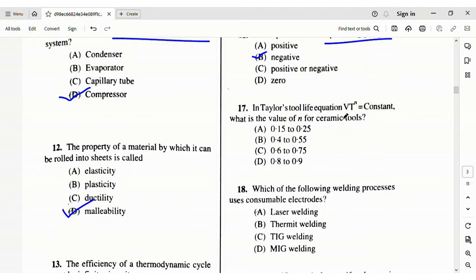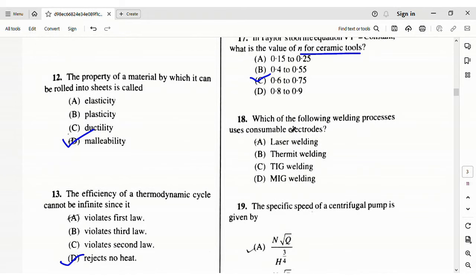Taylor's tool life equation, V T^n = constant. So here n for ceramic tools will be 0.6 to 0.75. Which of the following welding processes uses consumable electrodes? Metal inert gas welding uses consumable electrodes.